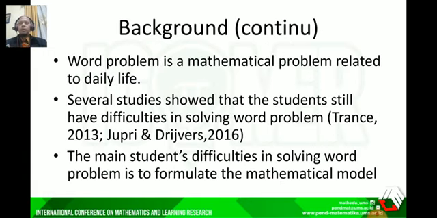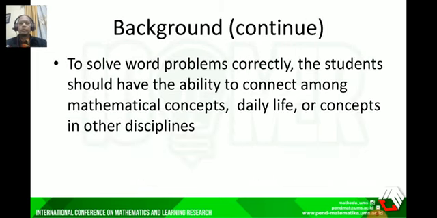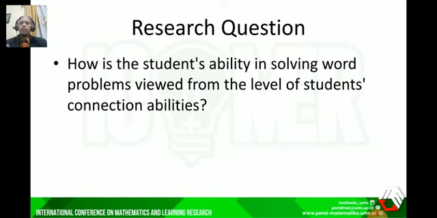Related to word problems, a word problem is a mathematical problem related to daily life. Trends and Jubri and Rivers reveal that students still have difficulties in solving word problems. The main difficulty is to formulate the mathematical model. To solve word problems correctly, students should have the ability to connect among mathematical concepts, daily life, or concepts in other disciplines. Therefore, based on the background, we formulate a research question: How is the student's ability in solving word problems viewed from the level of students' connection abilities?